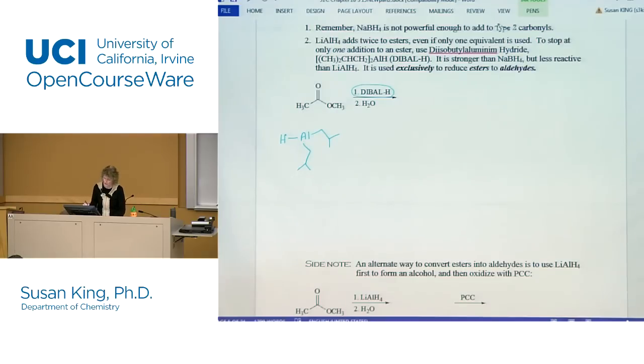And we have an oxygen here that has lone pairs, so the lone pairs on oxygen are going to want to attack that. That's the first step.